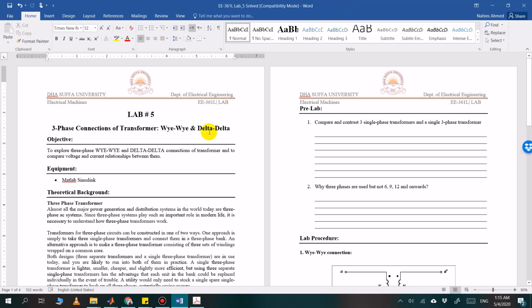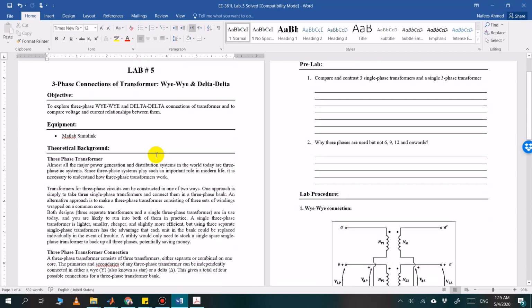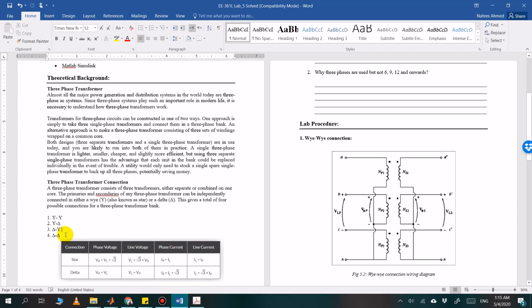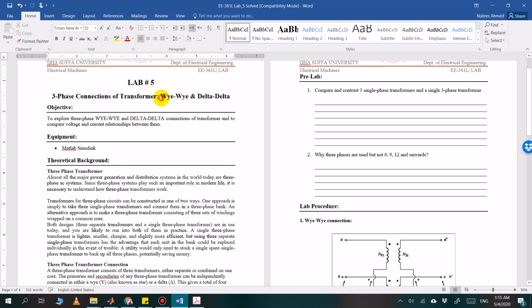Assalamu alaikum dear students. This is Electrical Machines Lab and today we are going to perform lab number 5, that is three-phase connections of transformer. We have actually four different types of connections, Y-Y, Y-Delta, Delta-Y and Delta-Delta. We are going to look at two connections out of these four, and these are Y-Y and Delta-Delta.